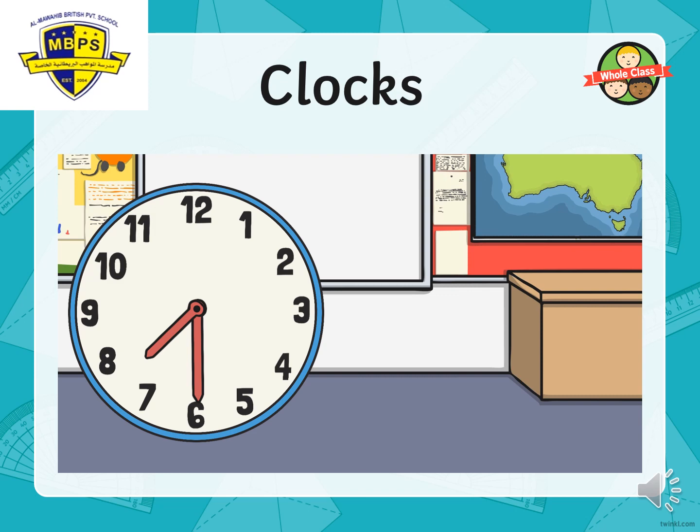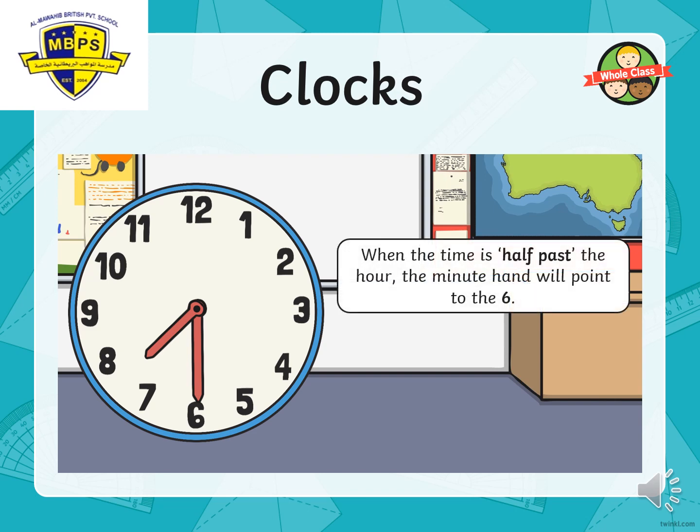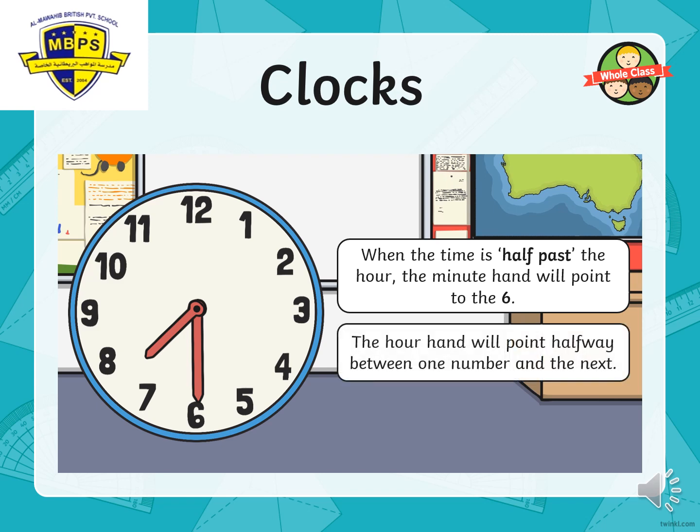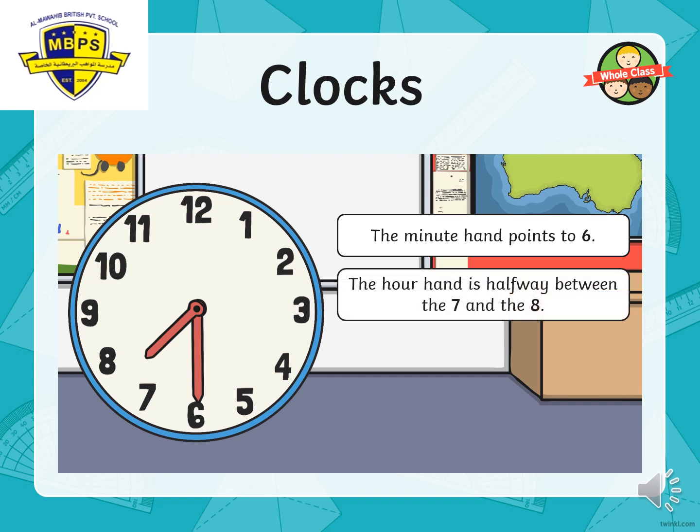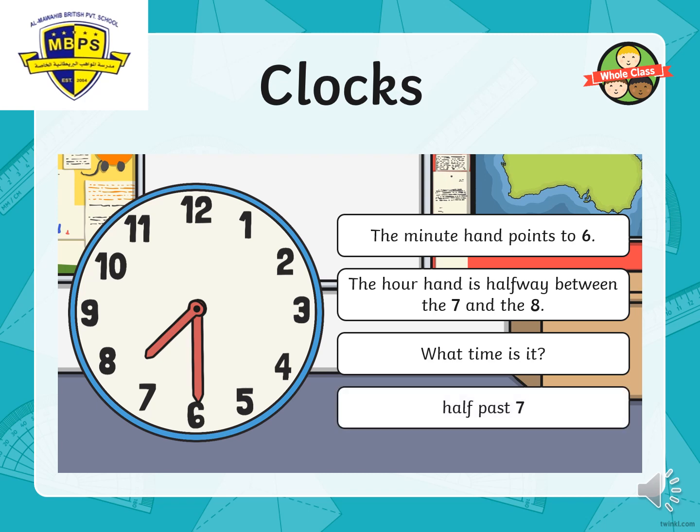What about this clock? Can you tell the time here on this clock? Do you remember half past? We said that the time is half past the hour when the minute hand points to the 6 and the hour hand is between 2 numbers. Look at this clock. The minute hand, or the long hand, points to 6 and the hour hand points halfway between 7 and 8. So now, what time is it? Try to think. Very good. It's 7:30.